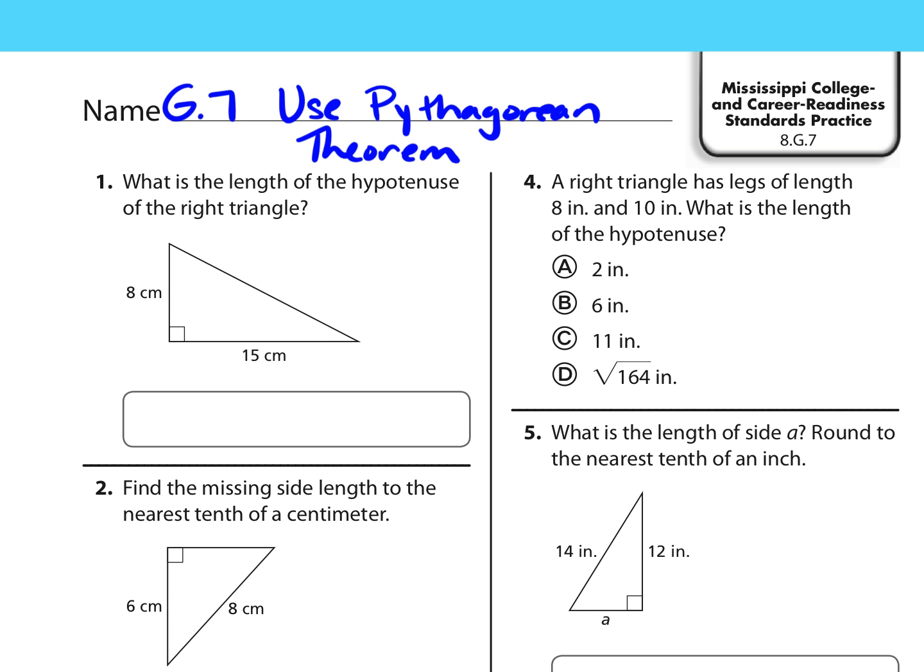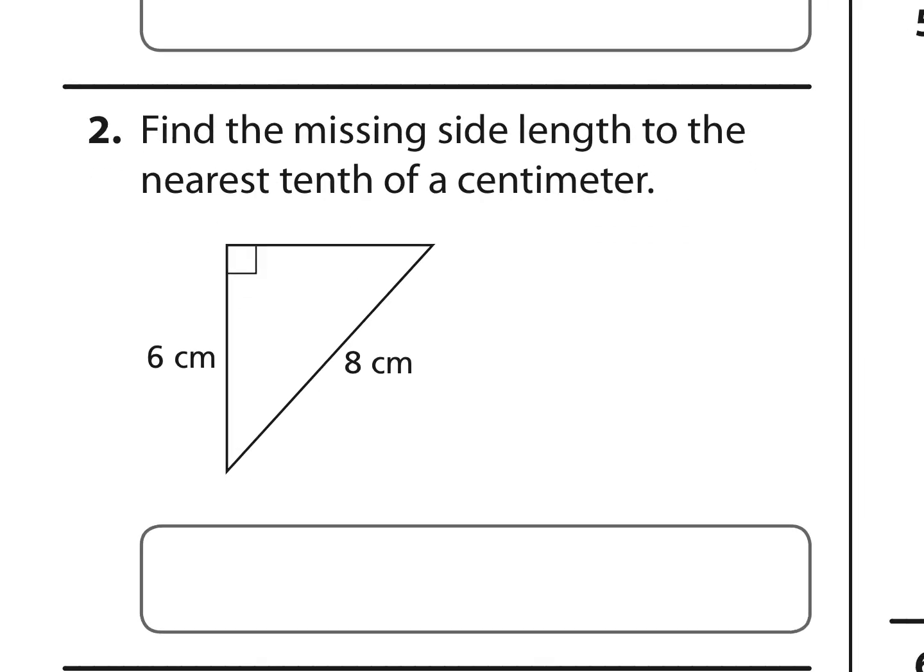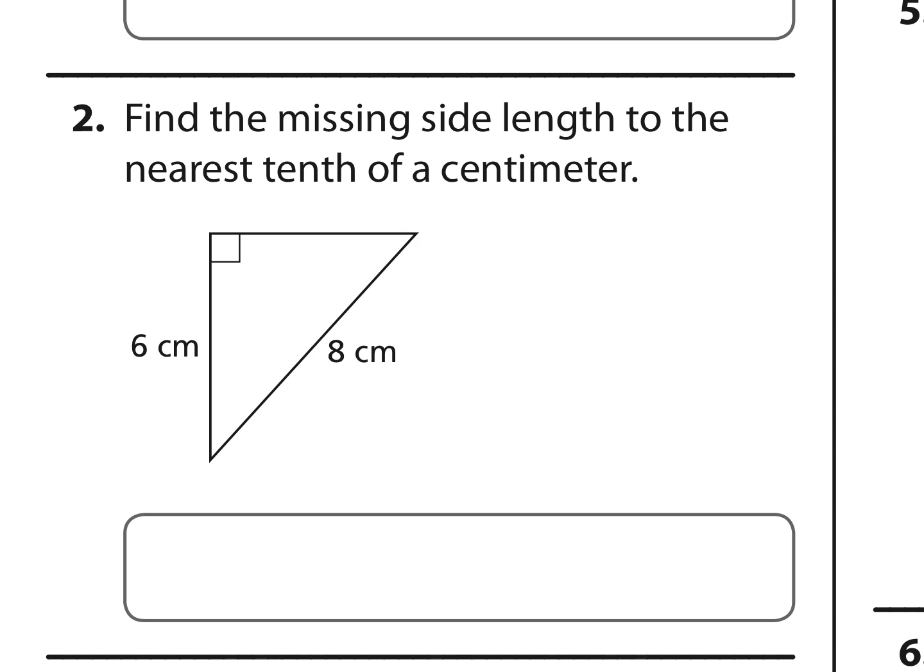And G7 is focused on using the Pythagorean theorem. These are the most common questions you think of with Pythagorean theorem, where you're often given a triangle or given a word problem and you're finding the third side. So we're going to start with this problem number 2. Find the missing side length to the nearest tenth of a centimeter.